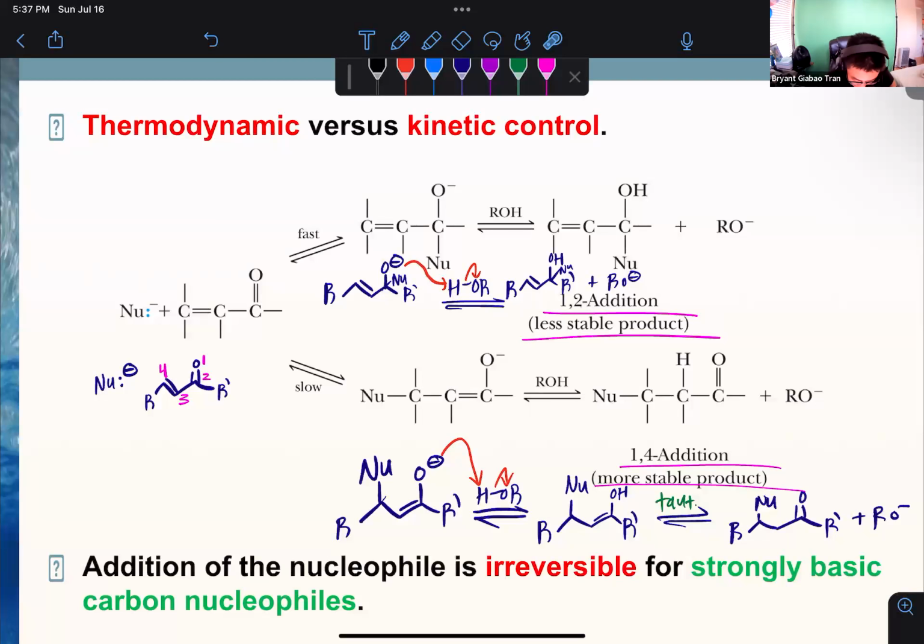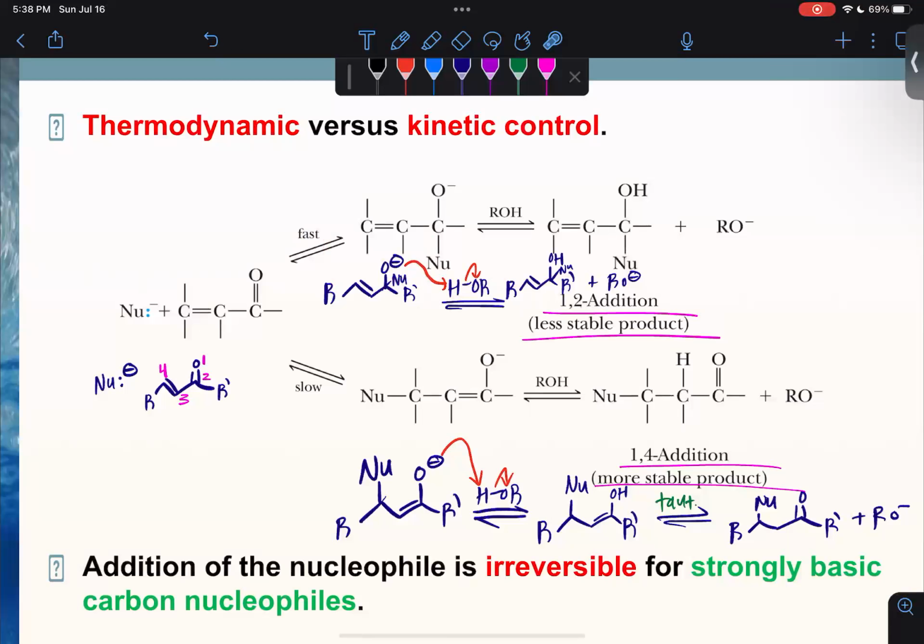So for thermodynamic and kinetic control, we have an enone here, and this is a nucleophile. This nucleophile could be strong or weak. If it's strong, it does a 1-2 reaction. If it's weak, it does a 1-4 reaction. And 1-2 reactions, you could think of that as a faster reaction, because it directly attacks the carbonyl carbon. So in this top case, this fast reaction, you see how the nucleophile is attached to the second position, 1-2 addition. And then the O minus gets protonated to OH.